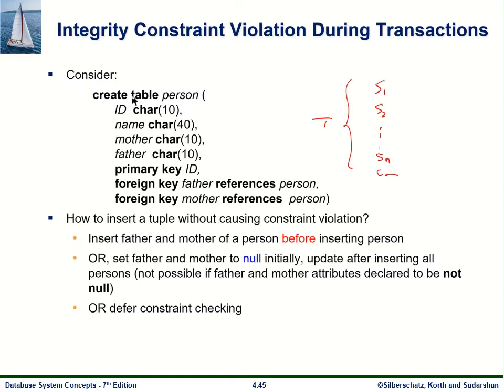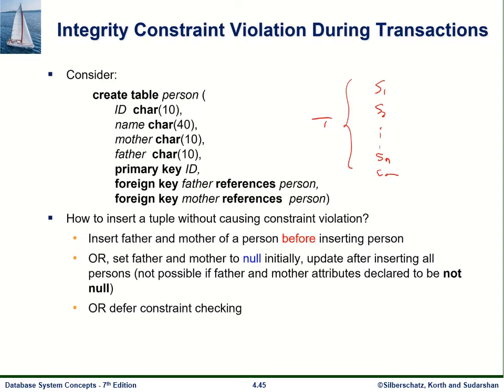Like this one, if we create a table called person, with ID, person name, mother and father, and the primary key is ID, then the father and mother also need to refer to the table itself. Father and mother are also persons, so they also have a father and mother, right? So this is the referencing one, and this is the referenced one. These attributes reference the person table.